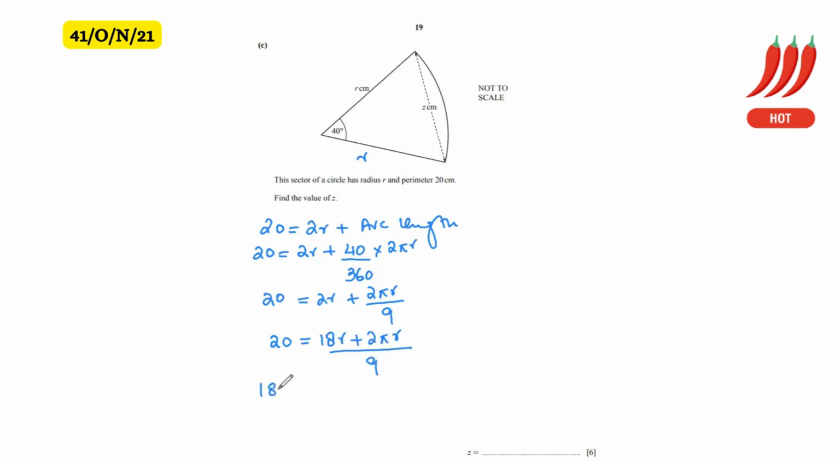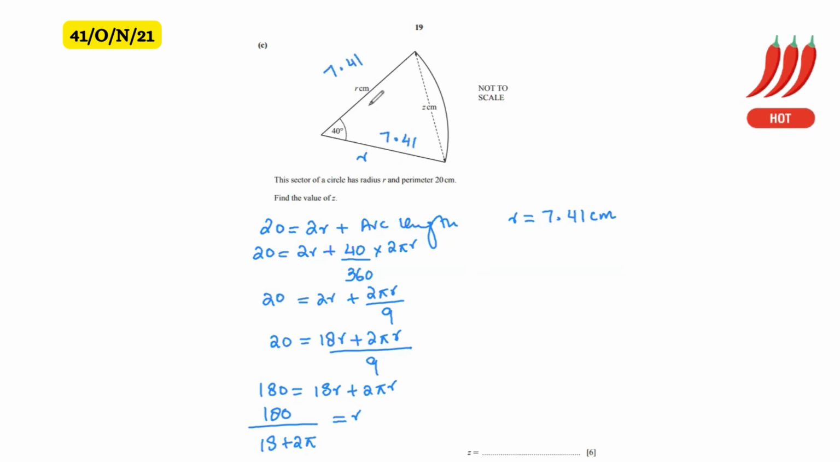Cross multiply. That's 180 equals 18r plus 2 pi r. 180 would be divided by 18 plus 2 pi, and r would remain over here. So 180 divided by 18 plus 2 pi, that's r equals 7.41 centimeters. So this is 7.41. This is 7.41.